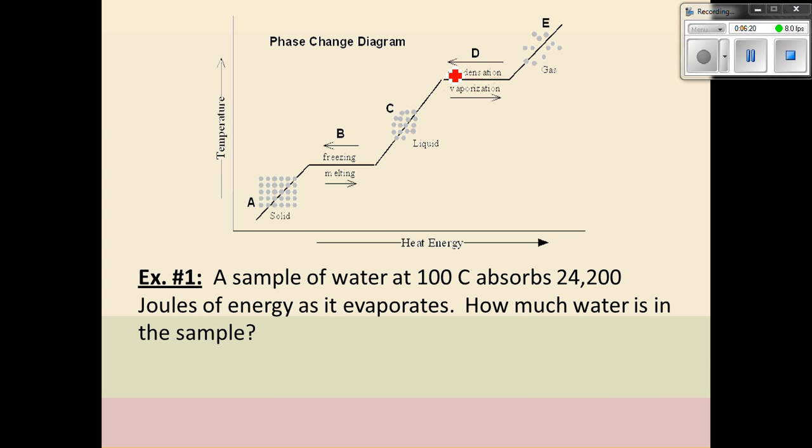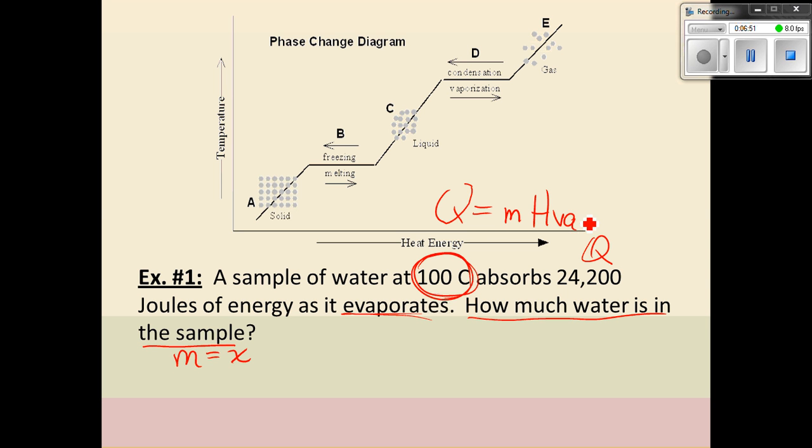Try one more. This one's a little bit different. Again, I'm dealing with the gas phase. I'm dealing with evaporation. But let's look at this problem. It says a sample of water at 100 degrees Celsius, good, I'm already there, no delta T, absorbs 24,200 joules of energy. Well, that's my Q this time. This time I'm telling you how much energy it absorbs. And I want to know how much water is in the sample. So I'm looking for M. The mass is my X. I know the formula. Q equals mass times the heat of vaporization.